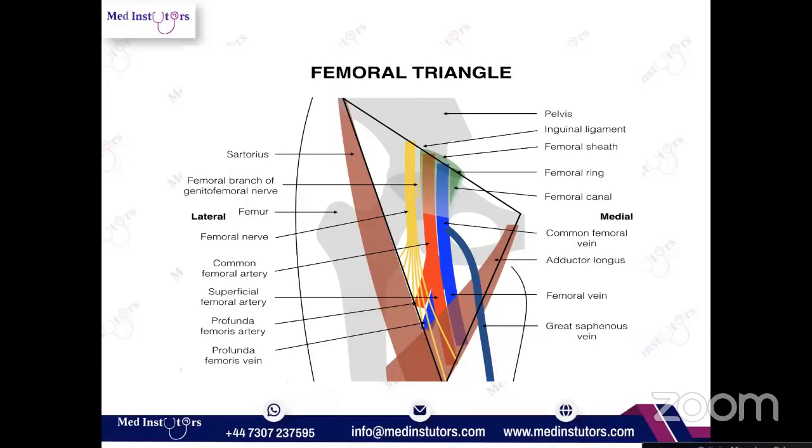So in a simple way, the lateral boundary of the femoral triangle is made by the medial border of the sartorius muscle. Am I clear? These are the little points. These are the mistakes you make during the exam.